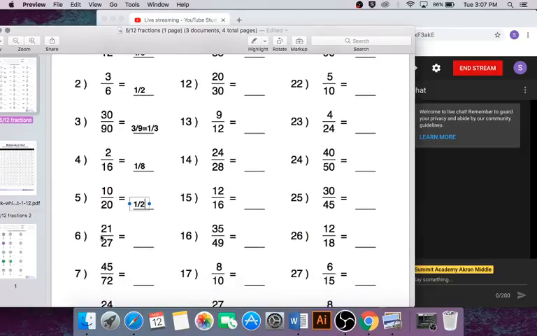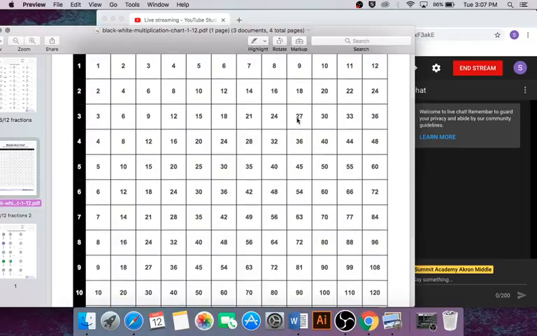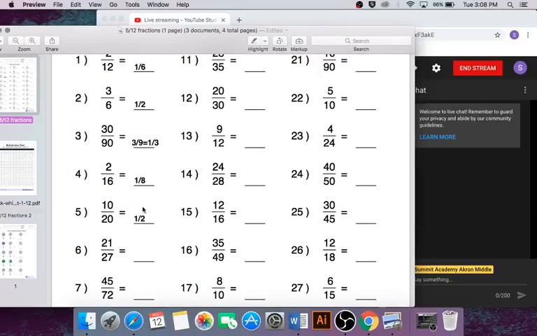For number 6, we have 21 and 27. So go to our multiplication chart. Well, 3 goes into 21, and 3 also goes into 27. Seven goes into 21, but it doesn't go into 27. So our biggest number that goes into 21 and 27 is 3. 3 times 7 is 21, and 3 times 9 is 27. So our answer is going to be 7 over 9.